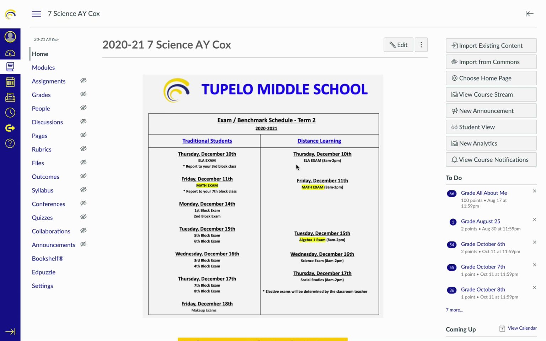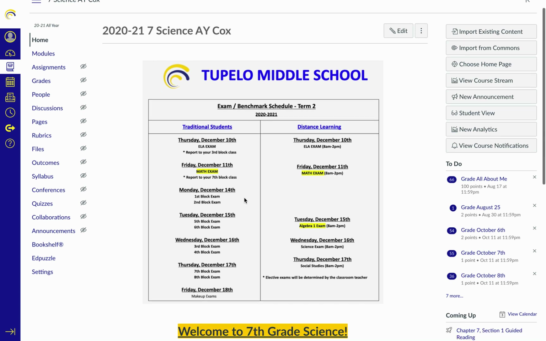For those of you that are distance learners, it will be a very similar schedule. And so Thursday will be your English exam, Friday is your math exam, and then your science exam. Everyone who is a distance learner will take their science exam on Wednesday. It will only be open from 8 a.m. to 2 p.m. So just a reminder about that.